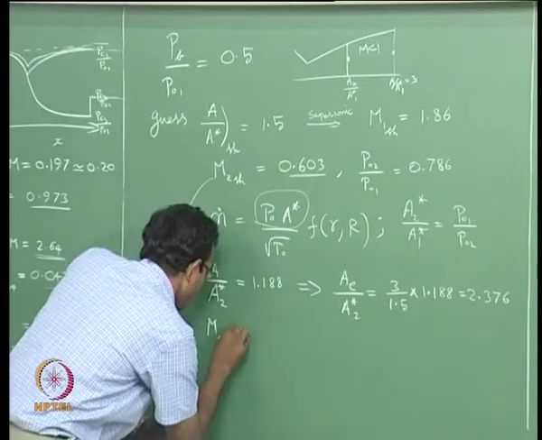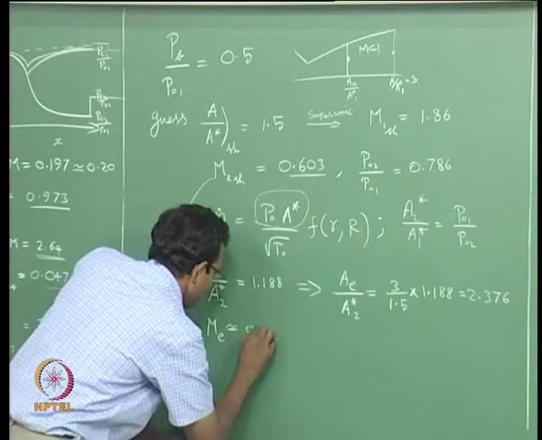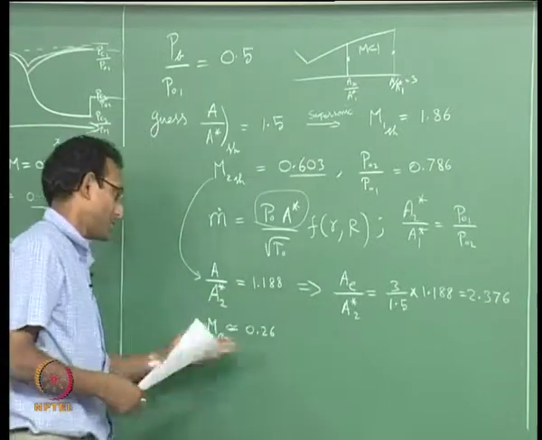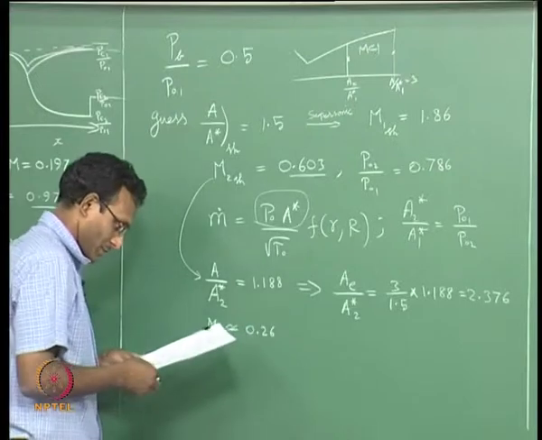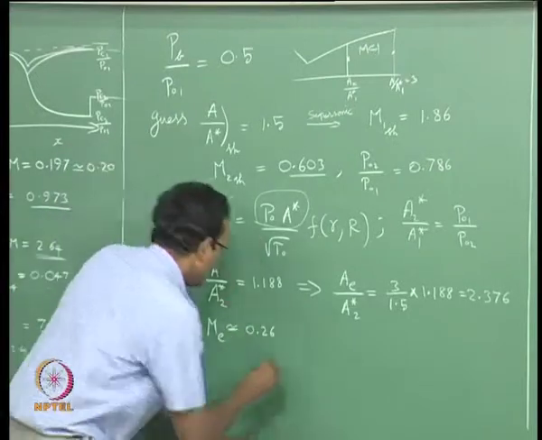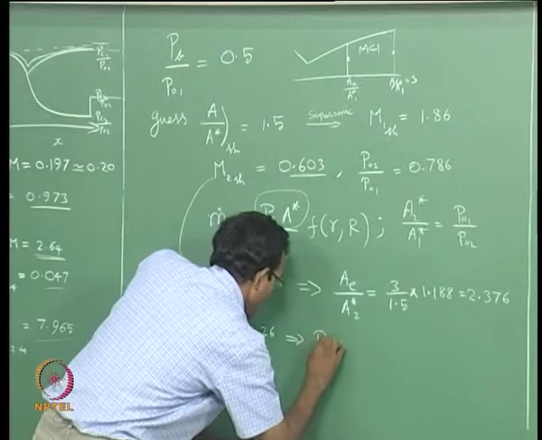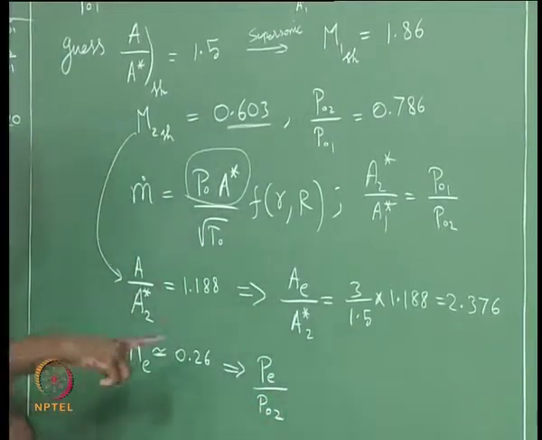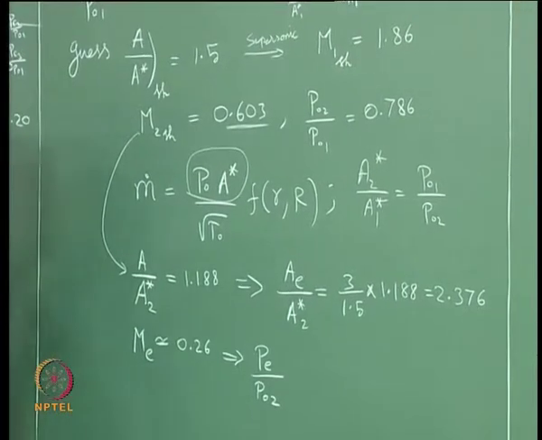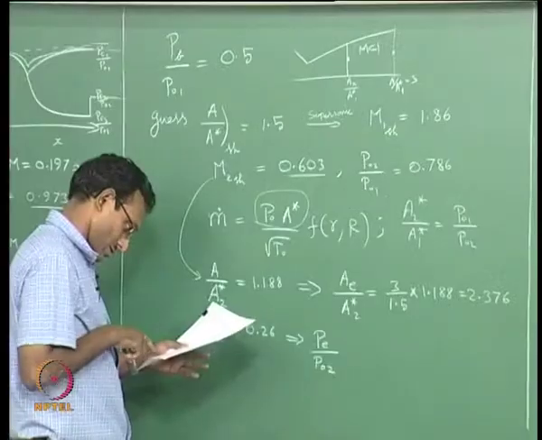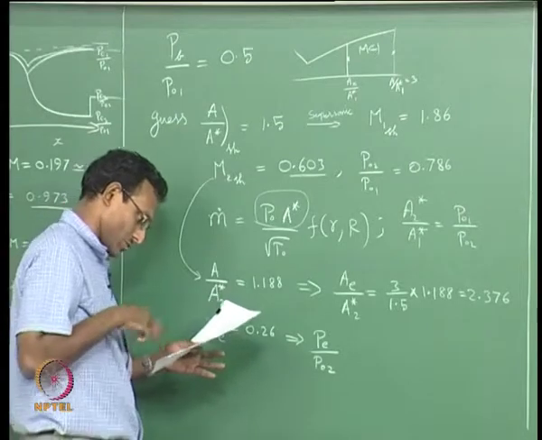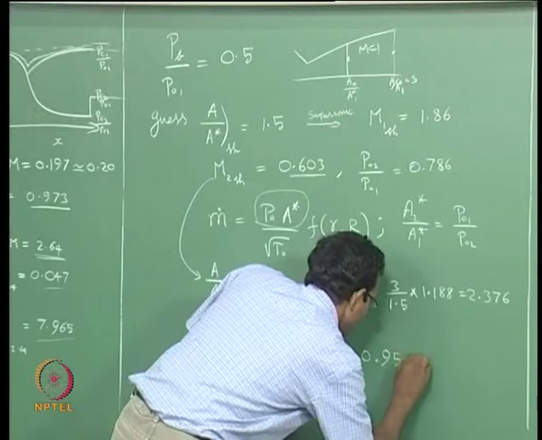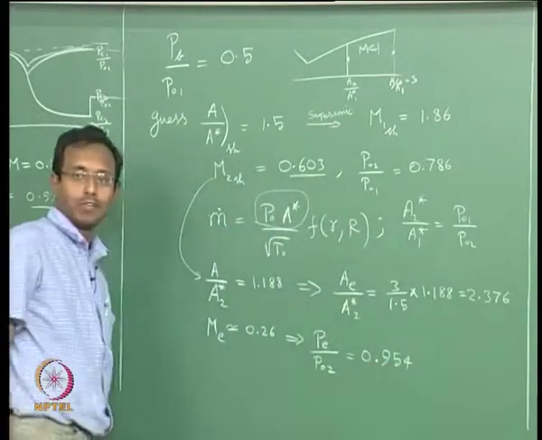I will put an approximately equal to sign here because the numbers are not exact. I did not want to interpolate. Okay, it is close to that. It is 0.26 roughly. So this is going to tell me that my P exit by P naught 2, this is what my Mach number isentropic tables will give. That number P exit by P naught 2 happens to be 0.954. This is what it comes out to be.